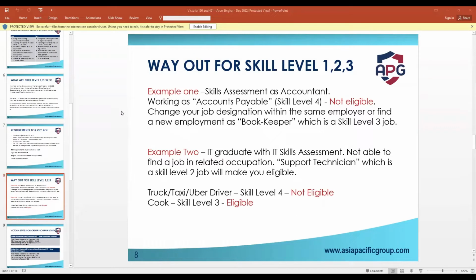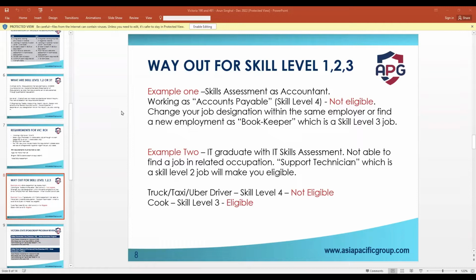So what are the ways out for skill level 1, 2, or 3? As I said earlier, for 190 visa, without skill level 1, 2, or 3, we can still apply, but for 491, it's a must. Even for 190 visa or the ROI, we can apply without a job as well, but it doesn't mean that we will be selected for the invitation. So if we have a job, it will certainly help you get the invitation from the Victorian government.